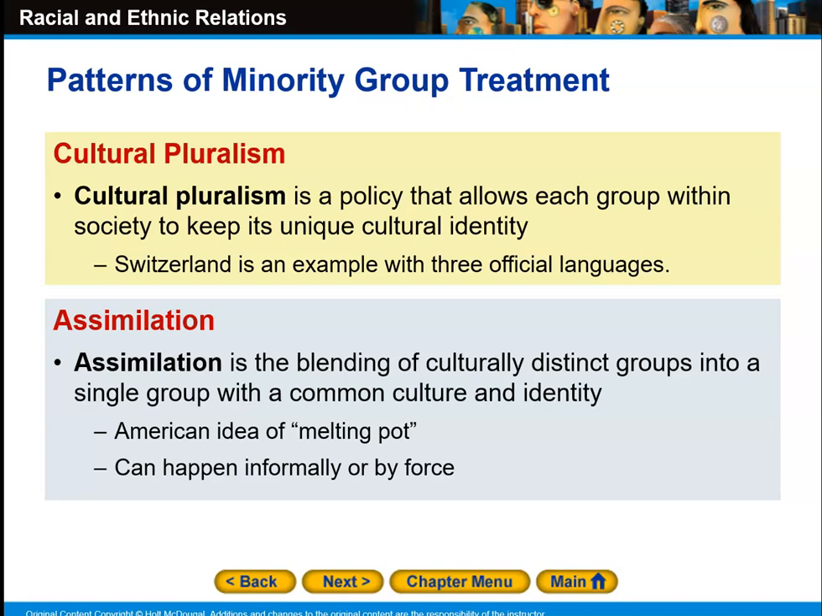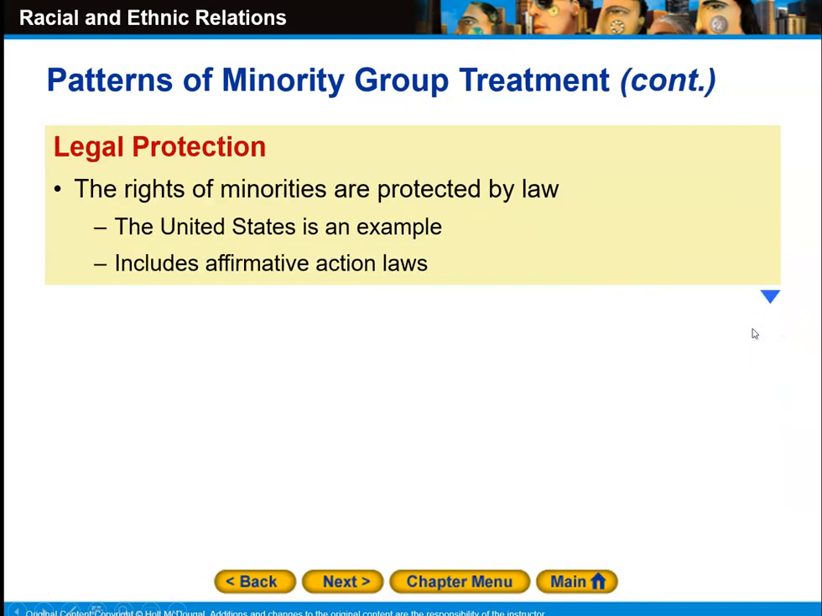The idea of the American melting pot is this assimilation idea, which in recent years, with all the influence of cultural diversity and that sort of thing, has caught a lot of flak, that we're not the melting pot we once were. It can happen informally, where people just kind of become American, or it could be by force, where we used to require people to learn English and things like that, and to force them to assimilate into our society. We don't do that so much anymore.